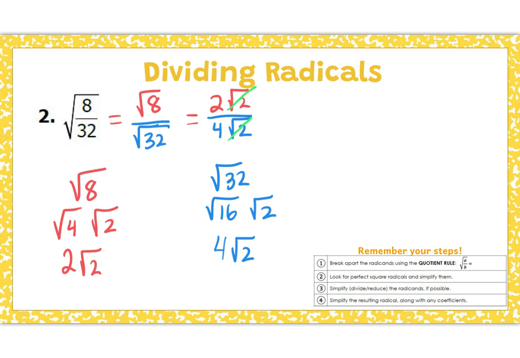Now I'm going to focus on my coefficients. My coefficients are 2 over 4. Well, 2 over 4 simplifies into 1 over 2 because they both can be divided by 2. So I simplified this radical. You can also use a calculator to simplify a fraction. So 2 over 4 turns into a half, and this would be my final answer.